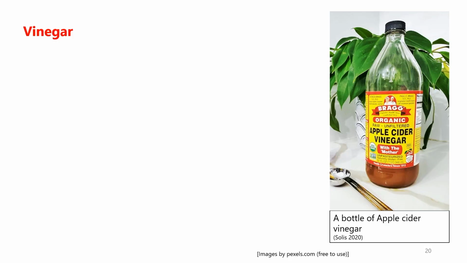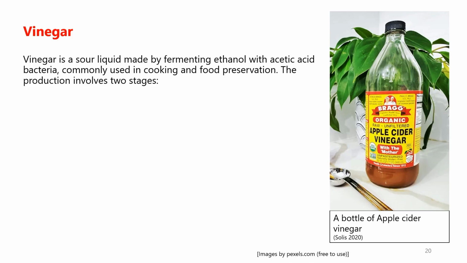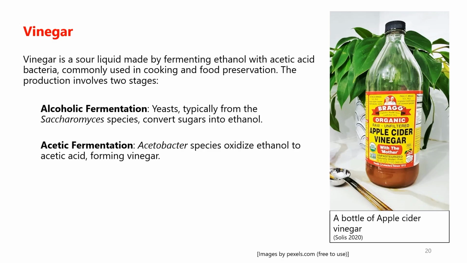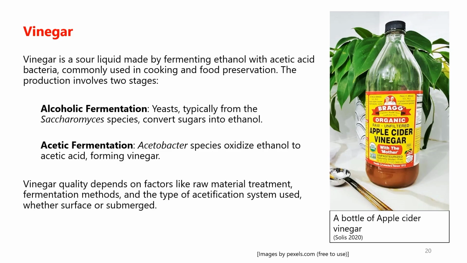Now, let us go to a very popular fermented beverage which is found in the kitchen of every home, vinegar, which is basically a sour liquid made by fermenting ethanol with acetic acid bacteria, commonly used in cooking and food preservation. The production involves two stages. First stage is the alcoholic fermentation, where yeast, typically Saccharomyces species, converts sugars into alcohol. Then comes the acetic acid fermentation stage, where Acetobacter species oxidize the ethanol to acetic acid, forming the vinegar.